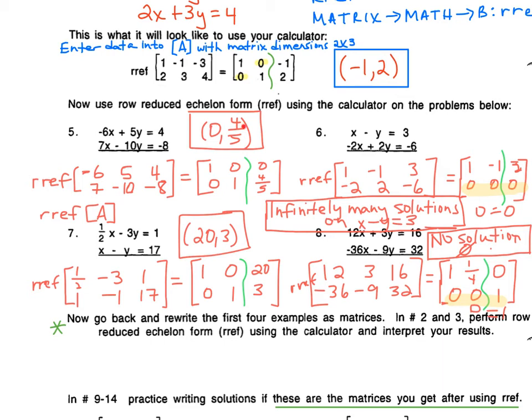So maybe your final answer is an ordered pair. Maybe it's infinitely many solutions on a line. Maybe it's no solution. But those are the components that you need to show as far as your work goes.